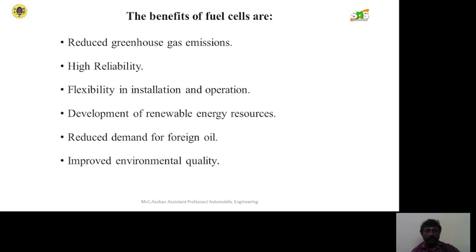We have some benefits of fuel cells. This we can see next.